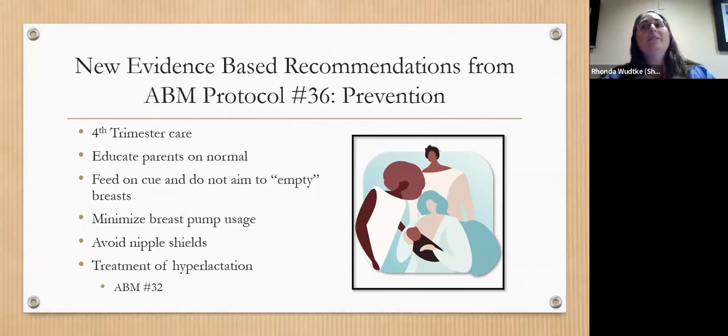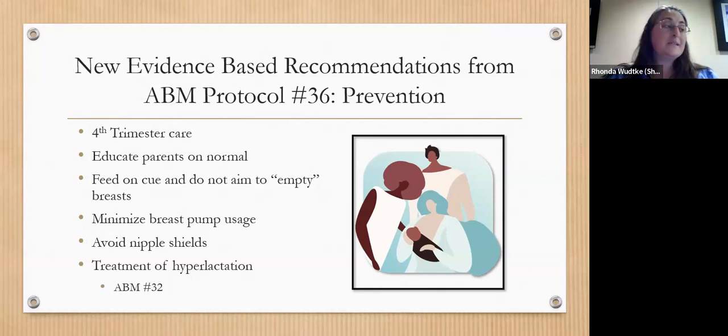And that if they sleep for long periods of time, their baby gives them a 6-hour stretch for the first time and they wake up and their breast is red. Well, that redness is from that distension of the milk sacs. It's not from infection. Okay, so those are things that are important to talk to them about. We really want to be focusing on feeding on cue and not aiming to keep the breast empty, which is very different than what we used to talk about when we were talking about mastitis.